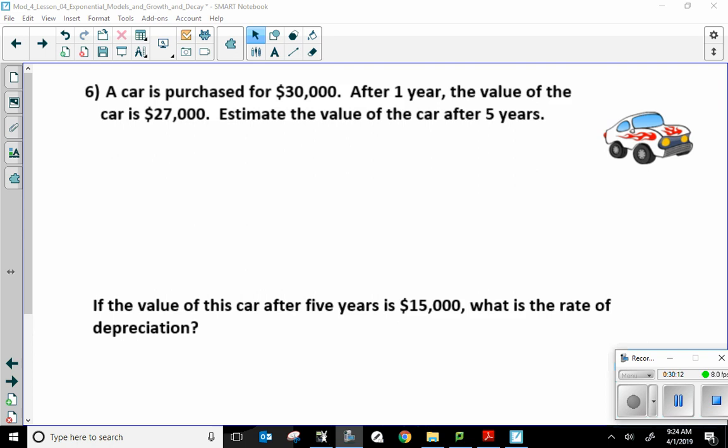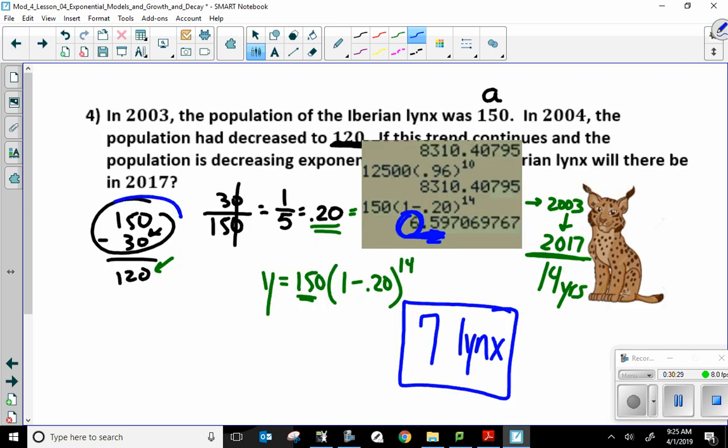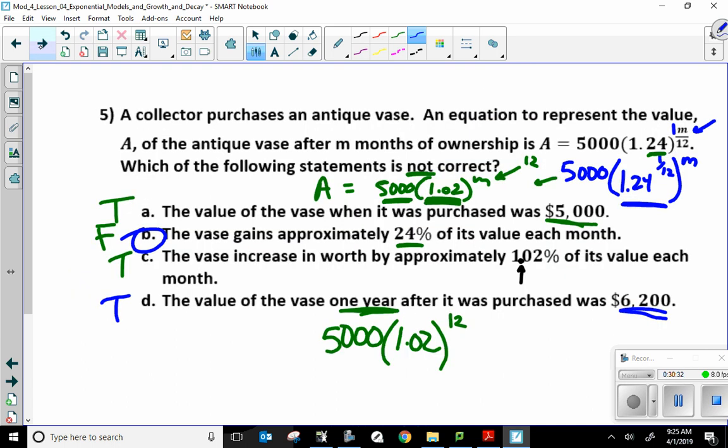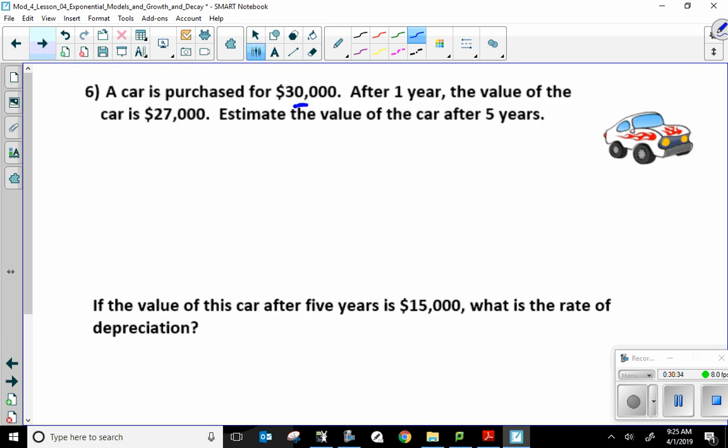Number 6, a car is purchased for $30,000. After 1 year, the value of the car is $27,000. Estimate the value of the car after 5 years. Okay. After we did that previous problem, I think it was number 4, we're going to find the rate the same way we did this. Same way. So 30,000, and it went to 27,000. It means it lost 3,000. If I put that over its initial value, that's 1/10, or 0.10, 10%. It loses 10% a year.